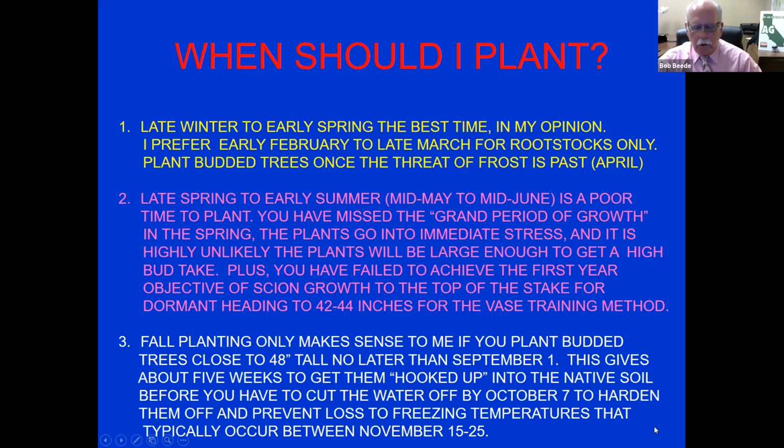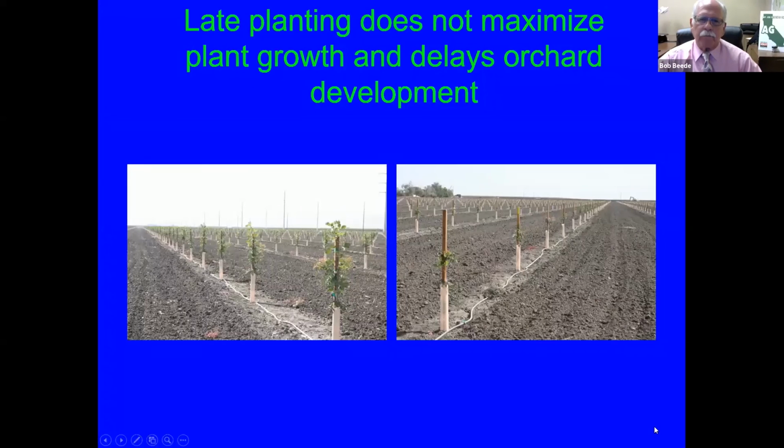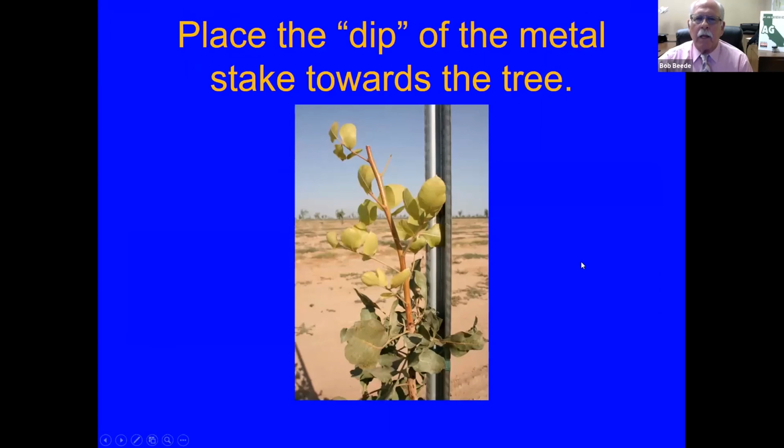It's completely different with almonds. I'm a fan of planting almonds in the fall. I'm not a fan of planting pistachio rootstock in the fall. Here's why. Late planting, you don't maximize the plant growth and you delay development. So here's the trees that are planted on time, done early, and they're up the stake at the end of the season. And here are the trees that were planted late in mid-May to June, and they're just now developing their scion.